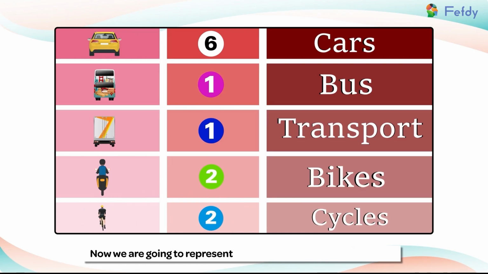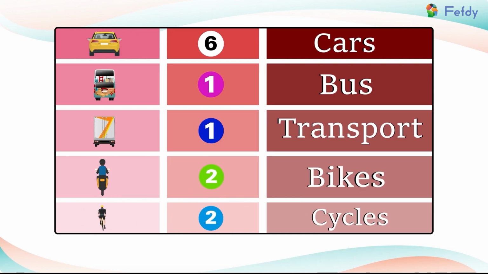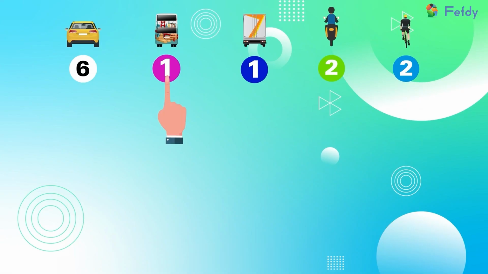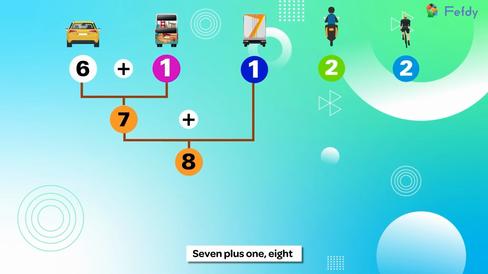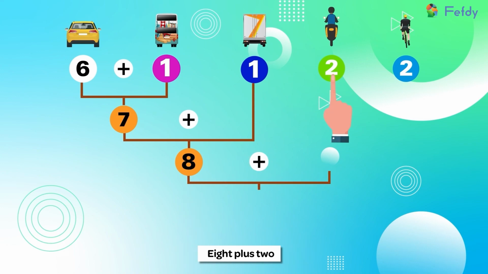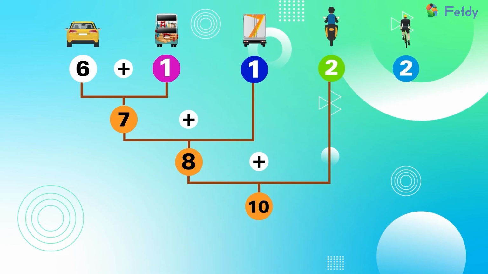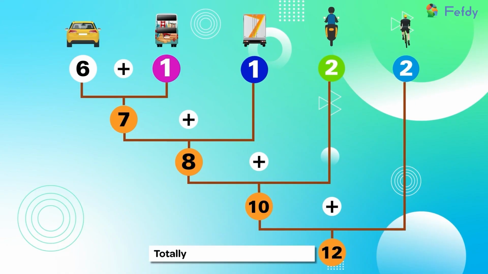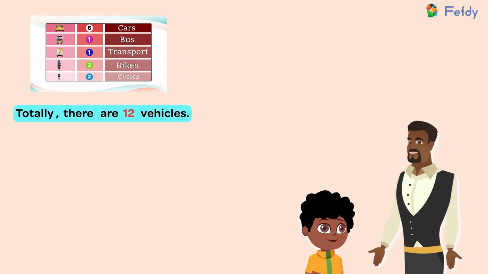Now we are going to represent data. Let's perform data counting. 6 cars, 1 bus. 6 plus 1, 7. 7 vehicles, 1 transport. 7 plus 1, 8. 8 vehicles, 2 bikes. 8 plus 2, 10 vehicles, 2 cycles. 10 plus 2, 12. Totally, there are 12 vehicles.